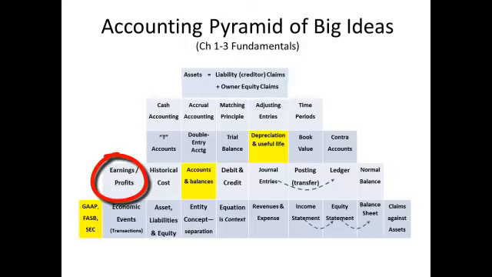Earnings, profits. The bottom line of the income statement reports the results of the earnings process. Historical cost, an accounting principle that states that the acquisition of any asset be recorded at cost. We just can't invent any value. It's the cost of the asset that's recorded.